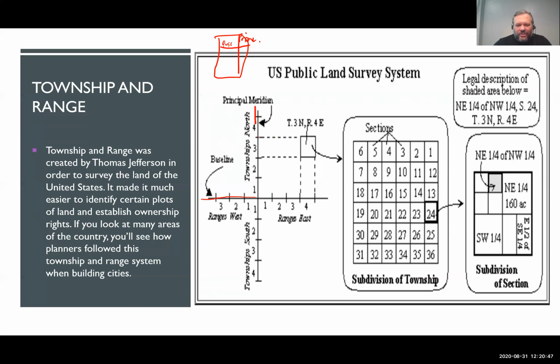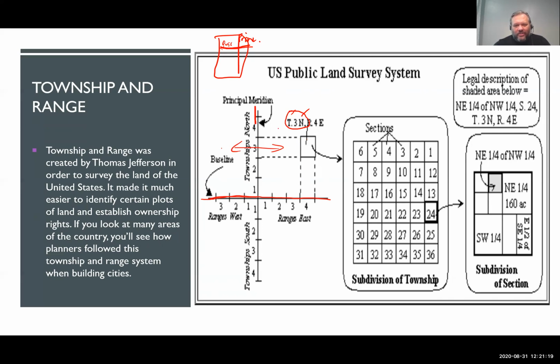The township is like measuring north and south. And so this would be township north. We would use the baseline and say, okay, is it north or south of this line? For this one, T stands for township, and that's north. Here's the baseline, and we know that this box is 3 blocks up. That would be the township that's going this way.